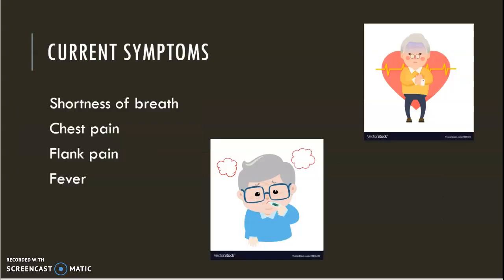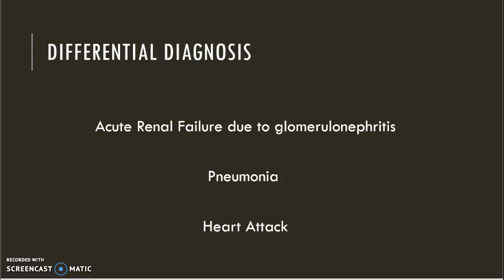He presents to the office with shortness of breath, chest pain, flank pain, and fever. Based on the patient's medical history, current smoking status, age, and symptoms, 3 different differential diagnoses have been made. These include acute renal failure due to glomerulonephritis, pneumonia, and a heart attack.